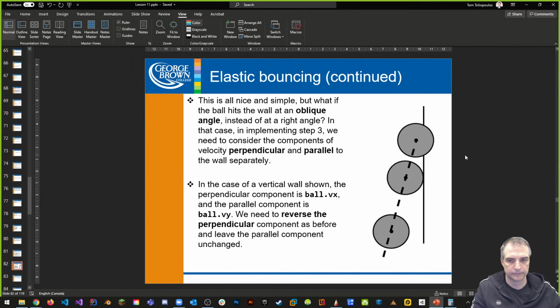Okay. How about if the ball is hitting at an oblique angle? So I've got some kind of angle this way, and I want to bounce the other way. Well, we still have to do the same thing. We still have to reposition the ball, and we have to think about what's happening here. The ball has two forces acting upon it: energy across the x-axis and energy across the y-axis.